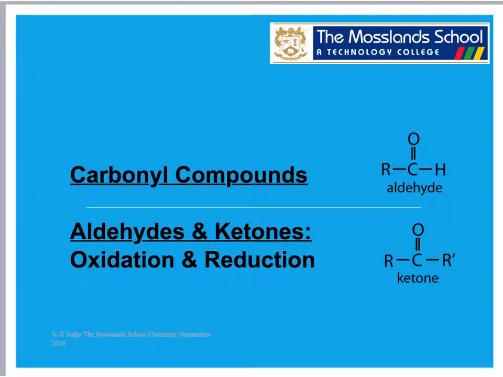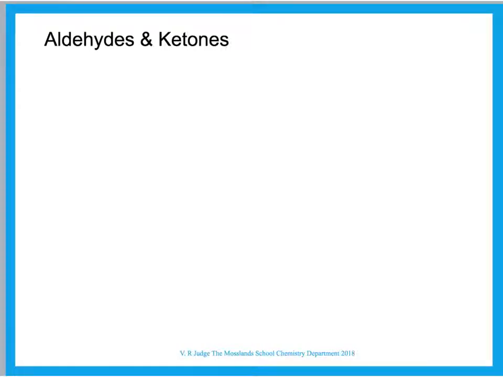Hi, this is your first tutorial on aldehydes and ketones, and this one is on oxidation and reduction. So first of all, just to remind you of aldehydes and ketones, what the functional group looks like and how they're named. So an aldehyde has a carbonyl group, so that's a carbon double bonded to an oxygen.